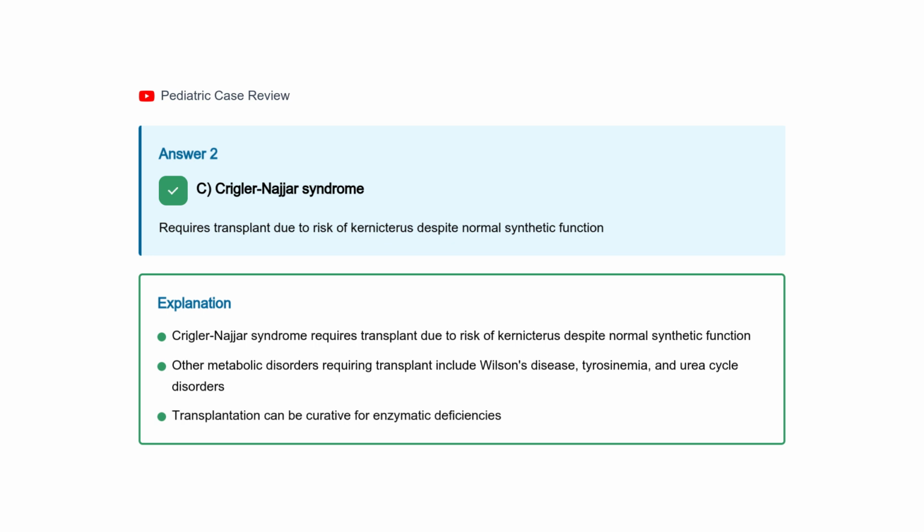This disorder requires liver transplantation due to the risk of kernicterus, despite normal synthetic liver function. Other metabolic disorders that may require transplantation include Wilson's disease, tyrosinemia, and urea cycle disorders. Liver transplantation can be curative for many of these enzymatic deficiencies, replacing the missing or defective enzyme.